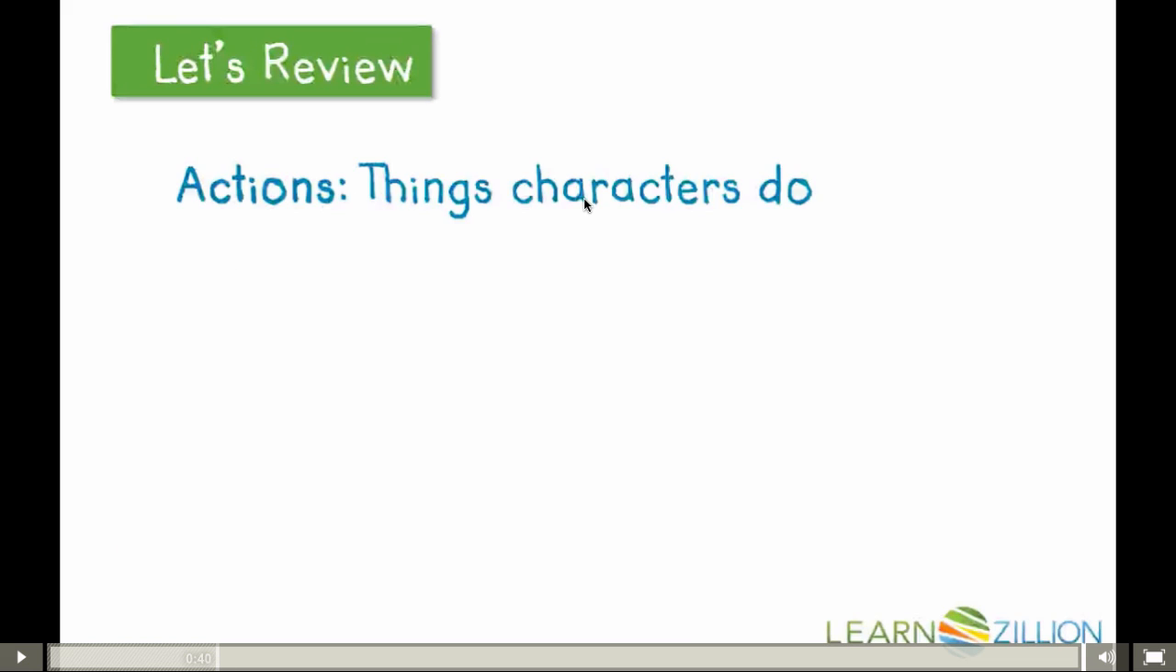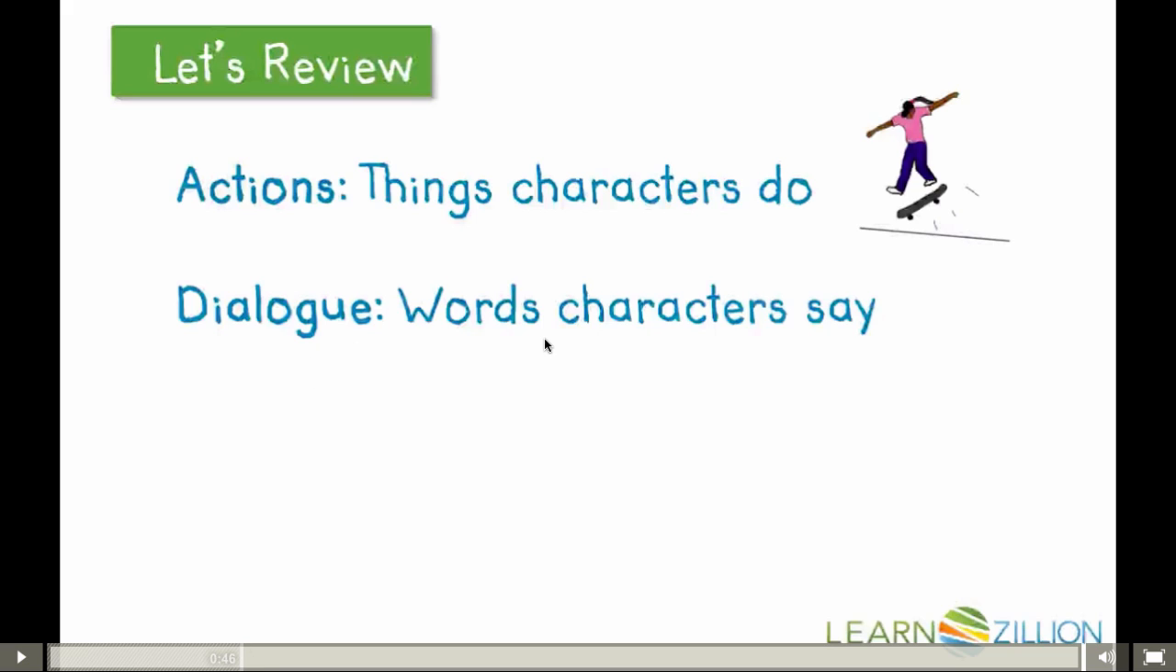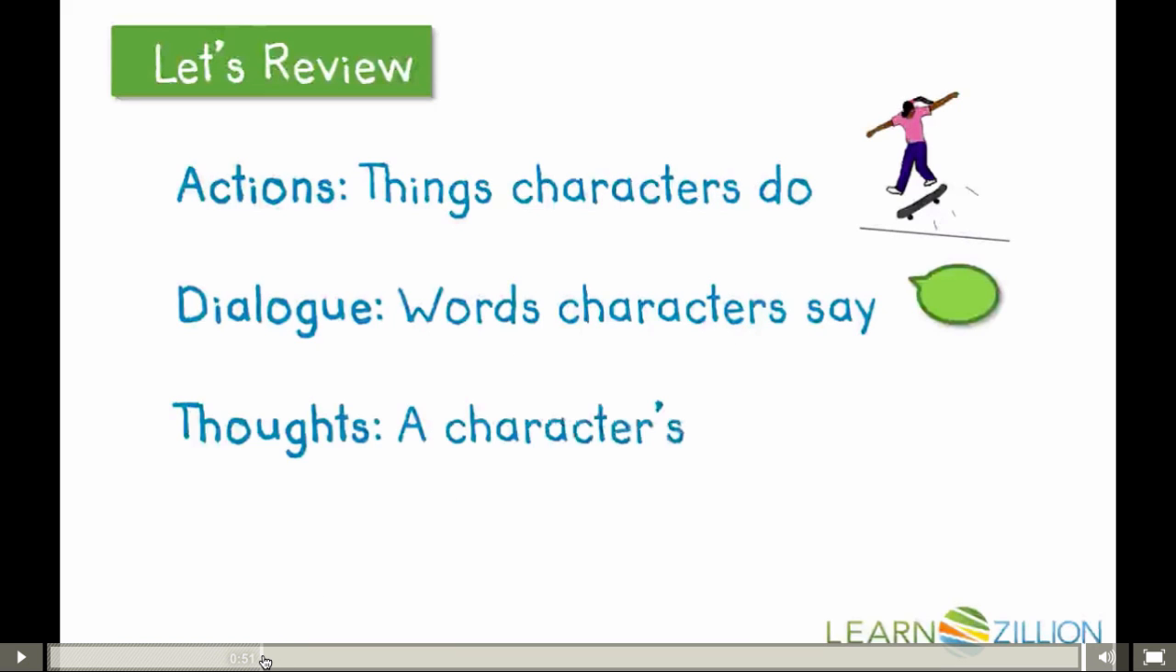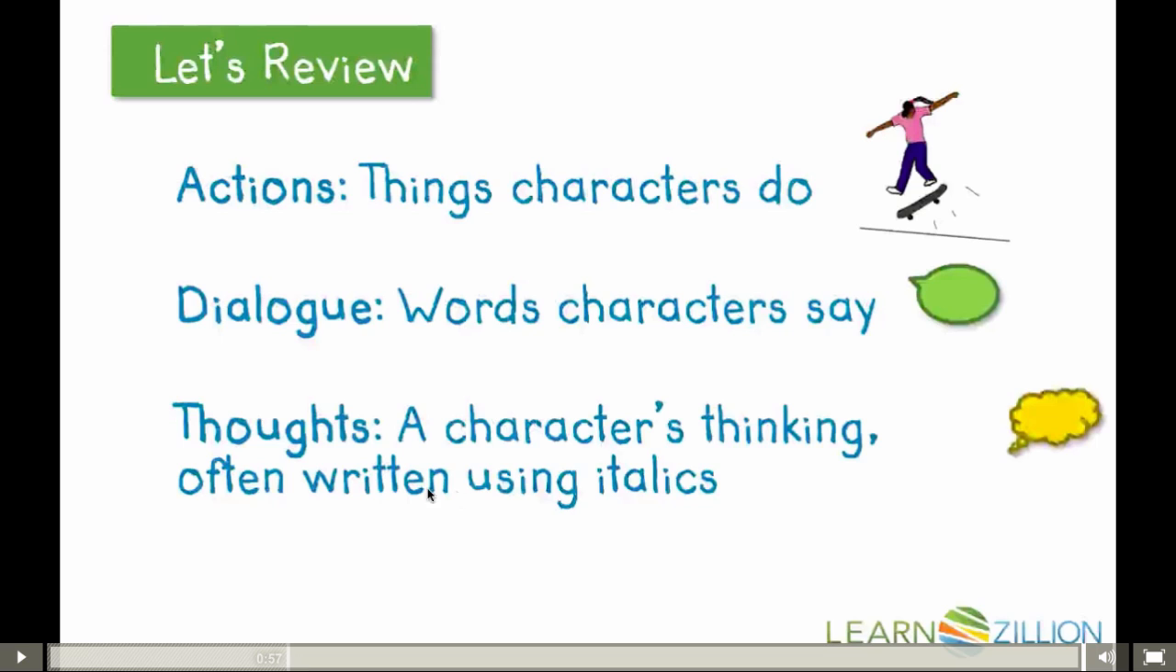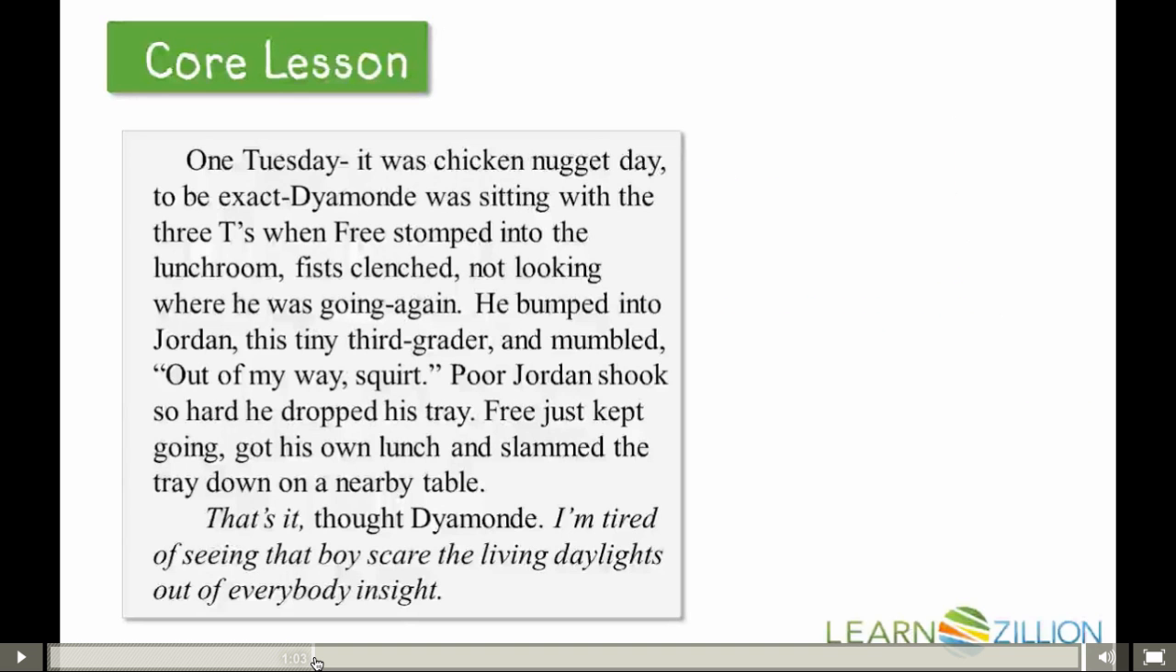Remember, actions are things characters do, and dialogue are the words that characters say. And we can tell that it's dialogue because there will be quotation marks used. And then thoughts are a character's thinking, and it's often written using italics, and that's just kind of some slanted writing. We'll take a look at that whenever we look at the passage.